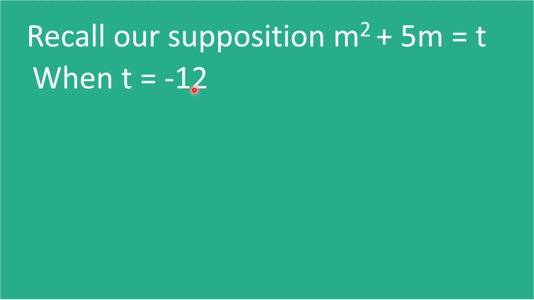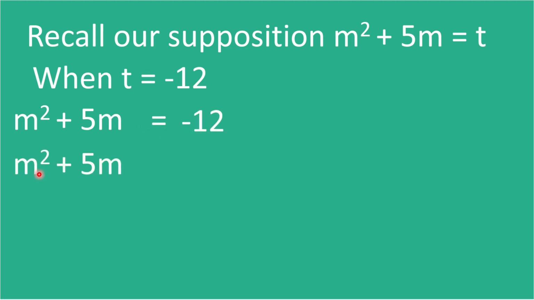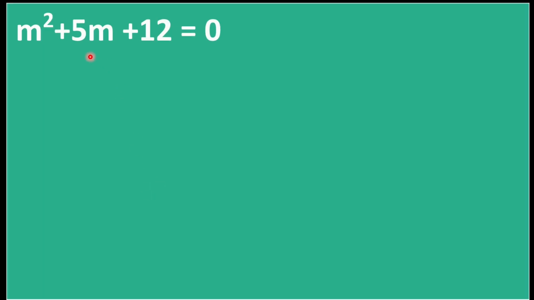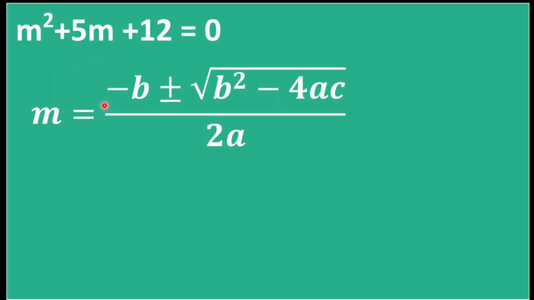Now we will put t equal to minus 12 in this equation. So m square plus 5m equals minus 12, and then we will shift this minus 12 to this side of the equation. So our equation will become m square plus 5m plus 12, which is equal to 0. And again this is a quadratic equation, and we will solve this equation by quadratic formula. So let's apply this quadratic formula, which is equal to minus b plus minus square root of b square minus 4ac divided by 2a. And now here we have a equal to 1, b equal to 5, and c equal to 12.